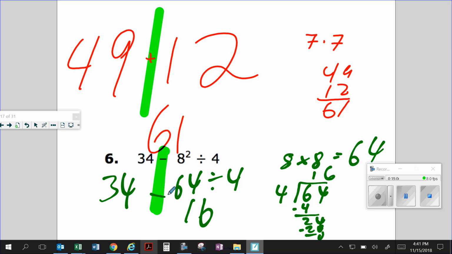And what do they want you to do with the left and right term? Subtract it. 34 minus 16. Regroup. That would be 28. Yeah, 28 is the answer.